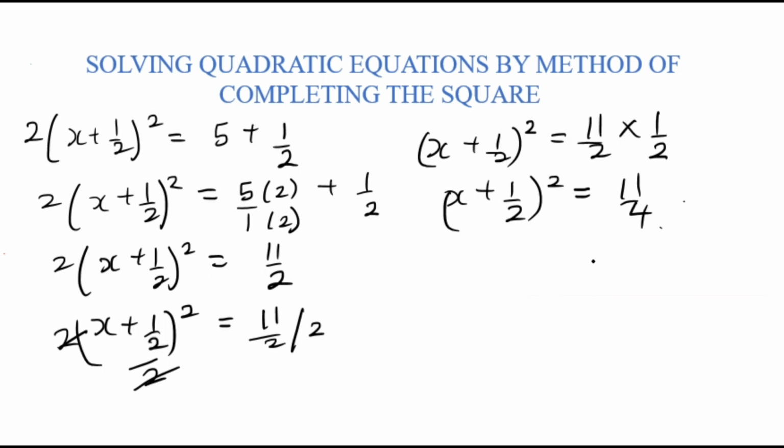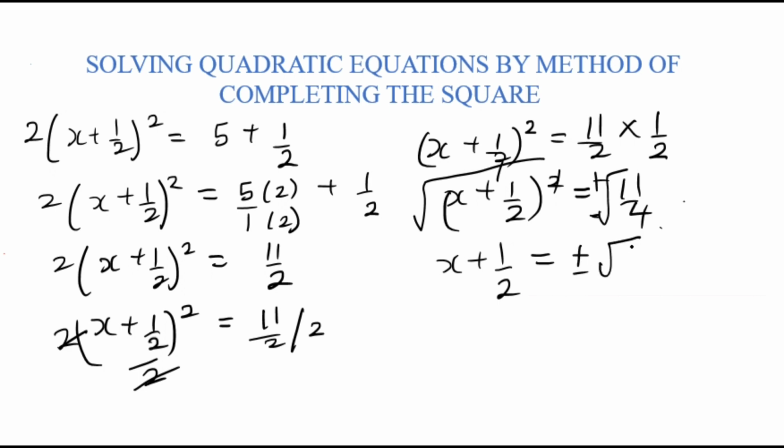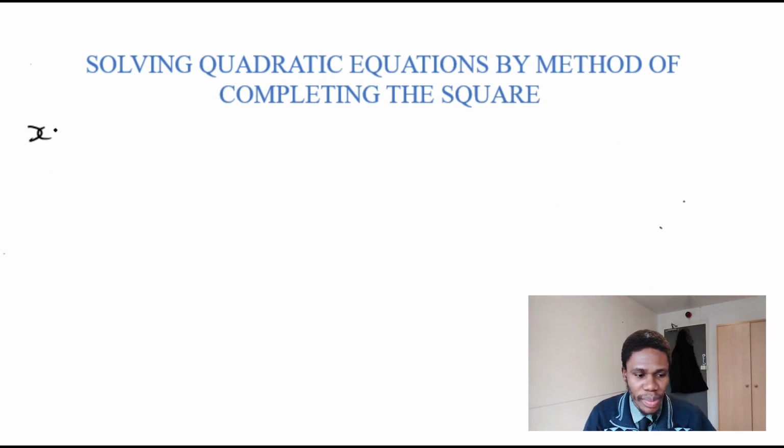Taking square roots on both sides gives us plus or minus square root of 11 out of 4. This square root cancels the squared, and we have x plus 1 out of 2 equals plus or minus square root of 11 out of 4. So x plus 1 out of 2 is equal to positive or negative square root of 11 divided by 2.